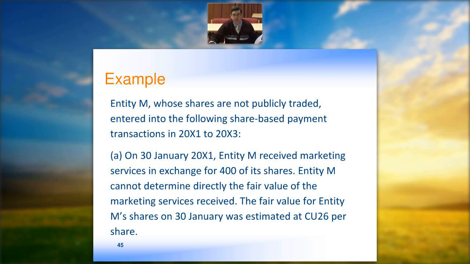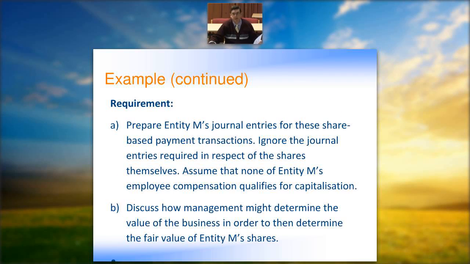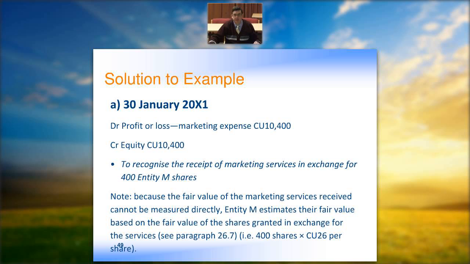Now, what this question asks you to do, I'll just go over onto the next slide here, is to prepare the journal entries for those share-based transactions. Ignore the journal entries required in respect of the shares themselves, and assume that none of the employee compensation qualifies for capitalization. So just what would be the journal entry for that? The question there is 400 shares at 26 currency units per share. So it's 400 by 26, which is 10,400. So debit profit and loss, marketing expenses, 10,400. Credit equity 10,400 to recognise the receipt of marketing services in exchange for shares.